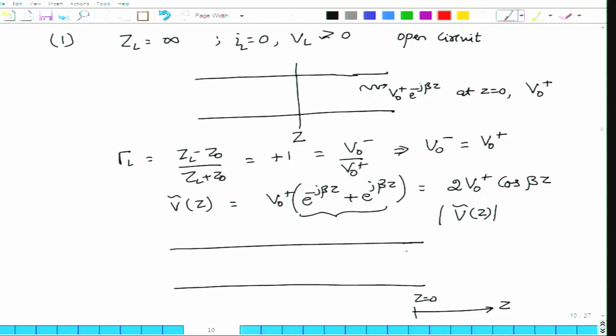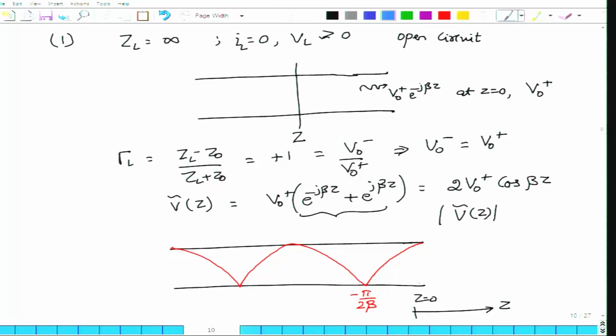Initially it would be maximum here with a value of 2 V0 plus, and then it would go down to 0 at minus pi by 2 beta. Why would it go to 0 at minus pi by 2 beta? Because cos of beta into some value of z must be equal to pi by 2 for this to go to 0, and remember that z is negative as you go along the transmission line. Therefore, this would be 0 at minus pi by 2 beta. Thereafter again it would be maximum, it would be minimum, it would be maximum, and it would go on like this.